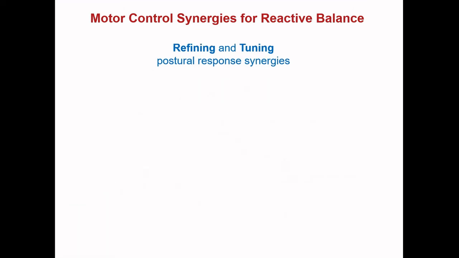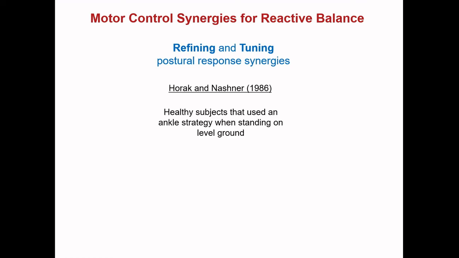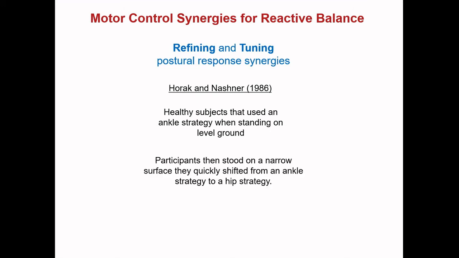A straightforward example of the process of refining and tuning a postural response can be seen in an experiment by Horak and Nashner. Horak and Nashner looked at the reactive balance of young healthy subjects. The group of subjects was shown to use a predominantly ankle strategy when standing on level ground. These participants were then stood on a narrow surface, and the response strategy quickly shifted from an ankle strategy to a hip strategy.